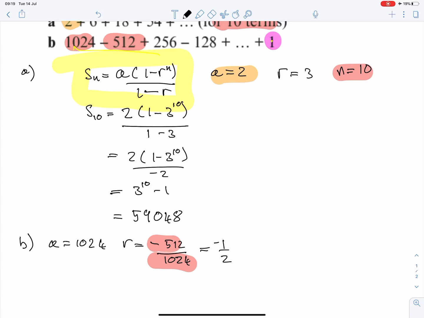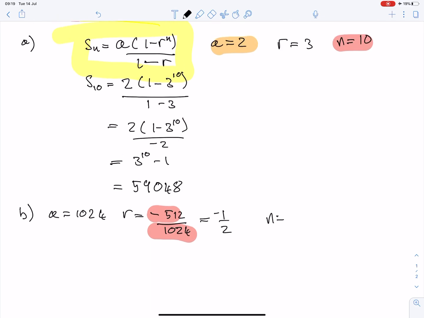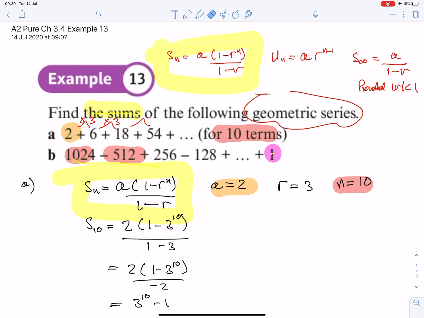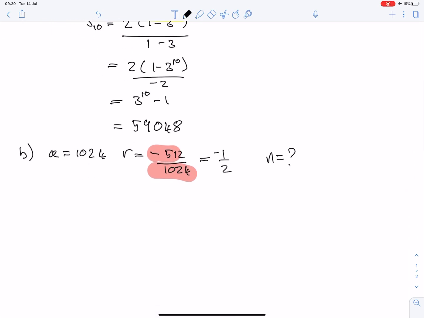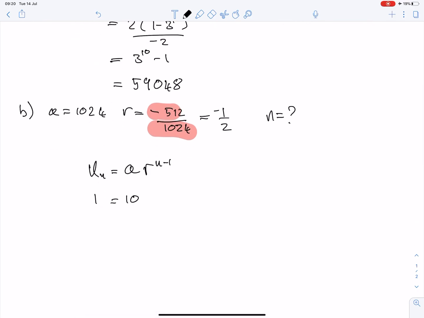Okay, and so we've got a and r, but to find the sum of the series we also need n. Well, for that, we're going to have to use our rule for the nth term. So un equals ar to the n minus 1. We know our nth term is 1. So 1 is equal to 1024 times r, negative a half, to the n minus 1. Okay, so we get 1 over 1024 is negative a half to the n minus 1.